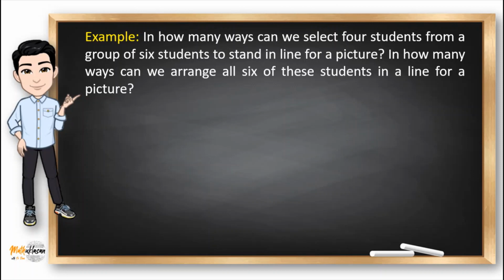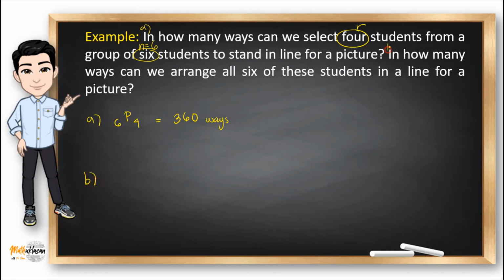In how many ways can we select 4 students from a group of 6 students to stand in line for a picture? We have 2 questions here. Let's take the first one as A. We need to select 4 students from 6 students. Is the order important when they are in a line for a picture? Yes, definitely. So this is 6P4 because r is 4 and we need to choose from 6 students, so n is equal to 6. Using your calculator, 6P4 is equivalent to 360. So we have 360 ways.